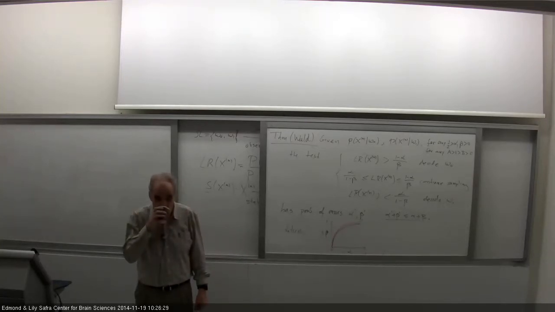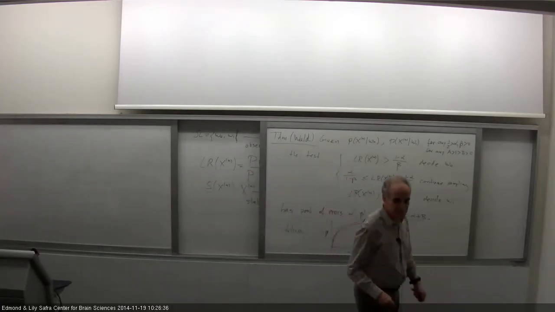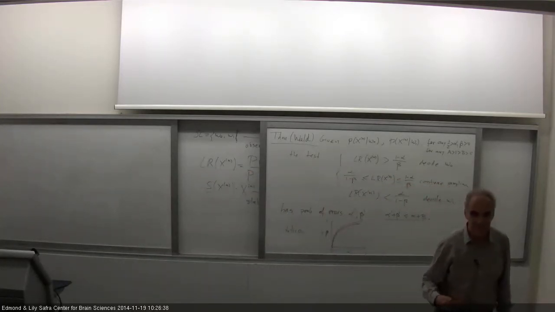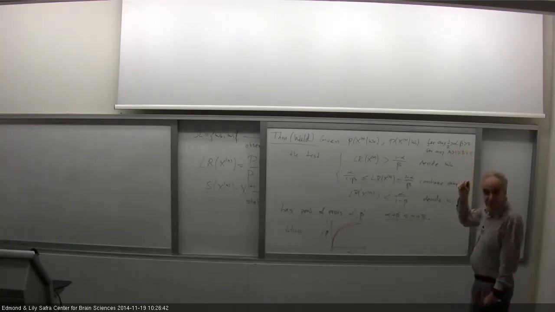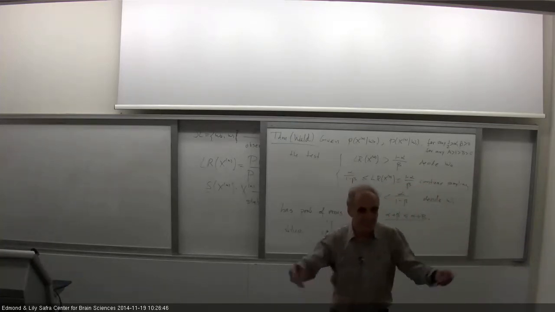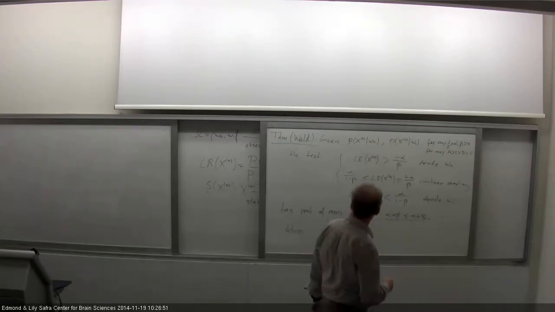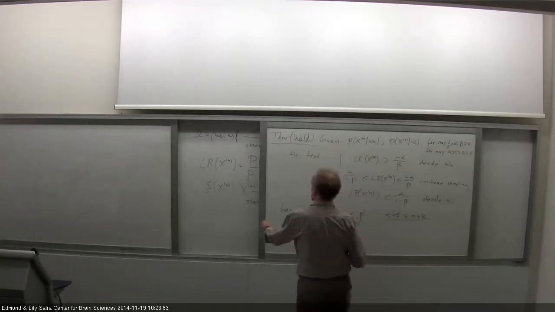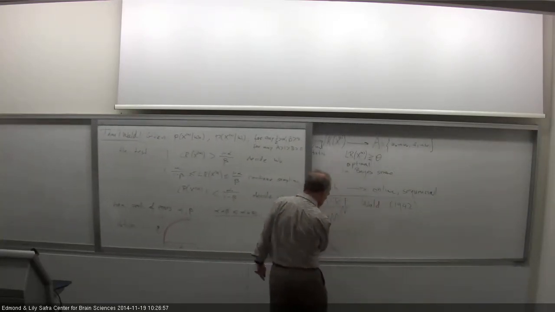Yeah? Can I take these alpha prime and beta prime and put them back in the test and run the test again to get a new alpha and beta, which is better? Well, yeah, in principle, this is for any alpha and beta. Yeah, so you can improve the test by extending the sample size. In general, yes.